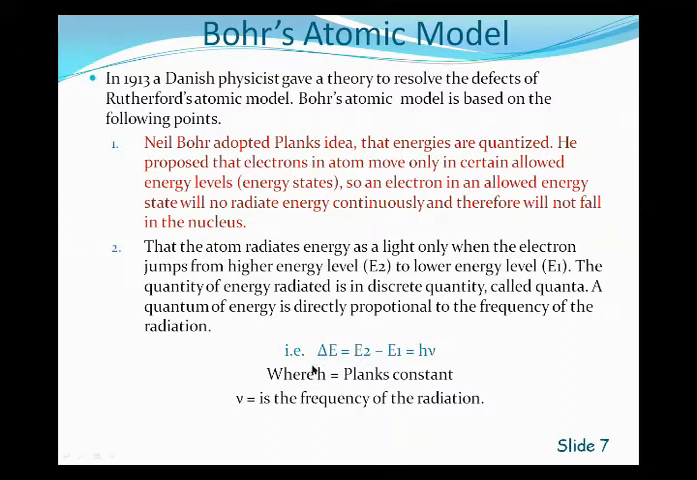Now, this is called delta E. Delta E is equal to E2 minus E1. When we subtract E1 from E2, we get delta E, which is equal to h nu. This is not a V, this is a nu. Where h is Planck's constant. This is Planck's constant, after the discovery of Planck's theory, having a fixed value. And nu is the frequency of the radiation. So it follows that delta E equals E2 minus E1, which equals h nu. So h is Planck's constant and nu is the frequency of the radiation. What is frequency? The oscillations in a particular time period. So this is about Bohr's atomic model.